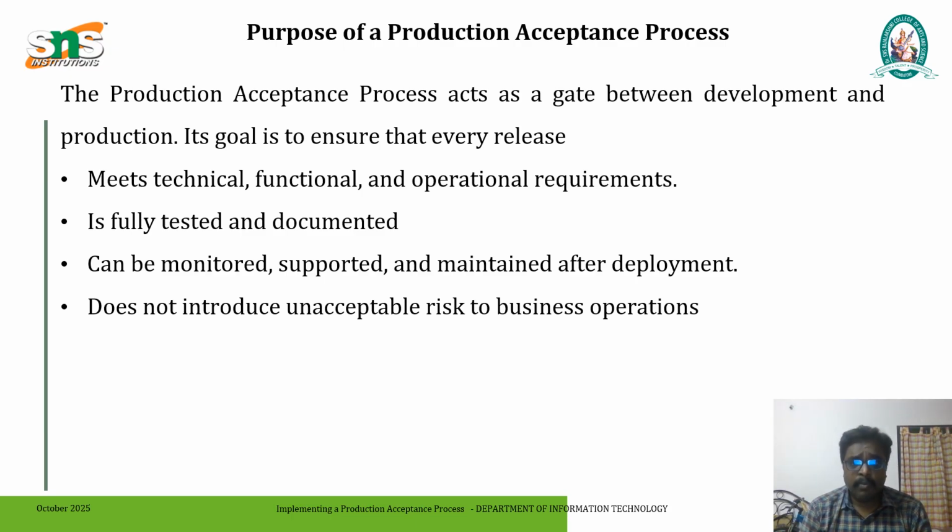What is the purpose of the production acceptance process? It acts as the gate between deployment and production. Its goal is to ensure that every release meets technical, functional, and operational requirements. It makes sure that the system is fully tested and documented. It also makes sure that it is properly monitored, supported, and maintained after deployment. And it makes sure that it is not going to introduce any unacceptable risks to the already implemented business operations.